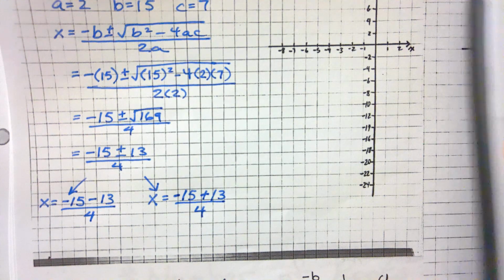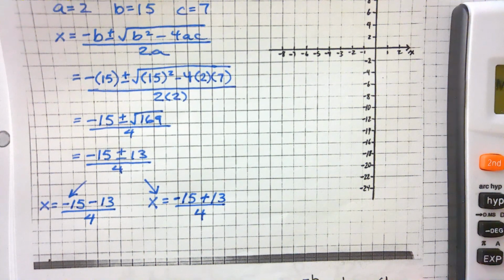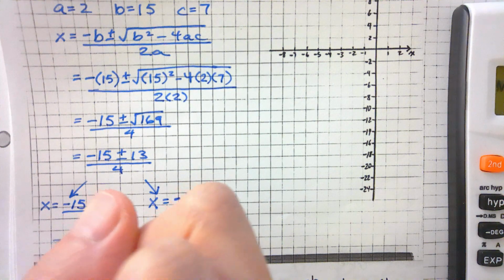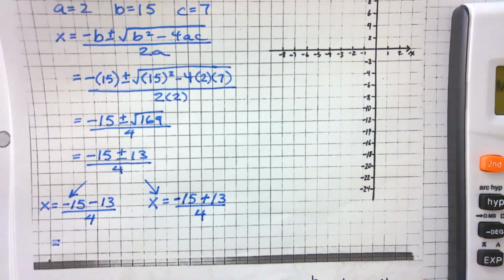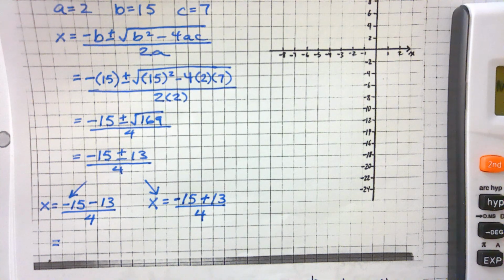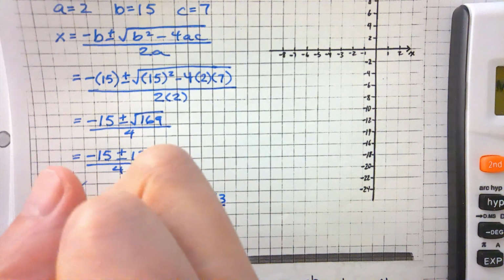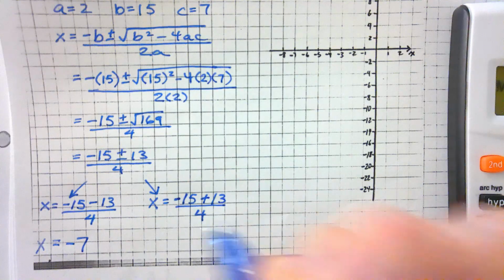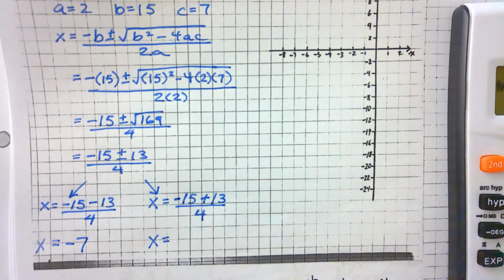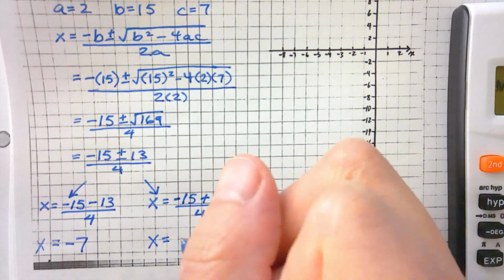Okay. So negative 15 minus 13 divided by 4. I get negative 7. And here, guys, too noisy. Divided by 4, I get negative 0.5.